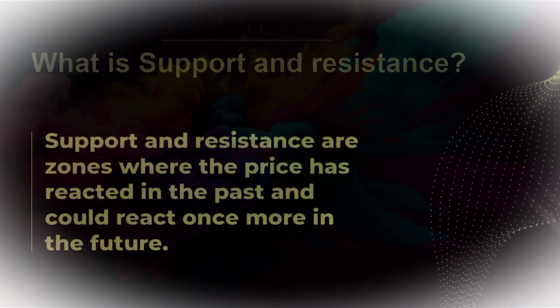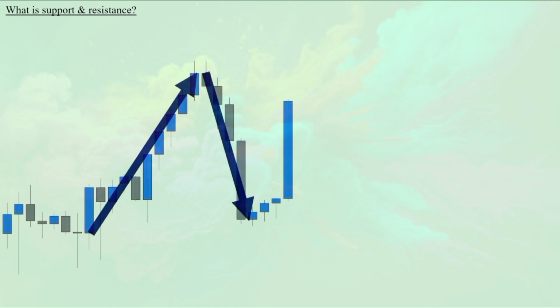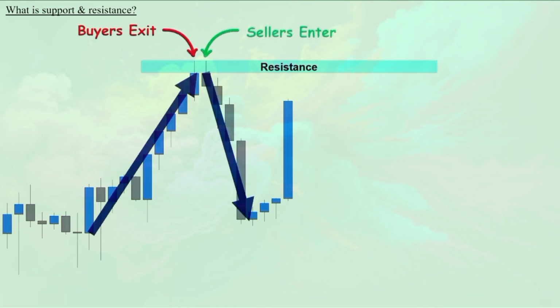Support and resistance are zones where the price has reacted in the past and could react once more in the future. Now on the chart, you've noticed that the price has pushed up, hit this area and reversed. We call this area a resistance, indicating that for whatever reason, the sellers have opened short positions and the buyers have closed their longs. This double action is what makes the price reverse from this area.